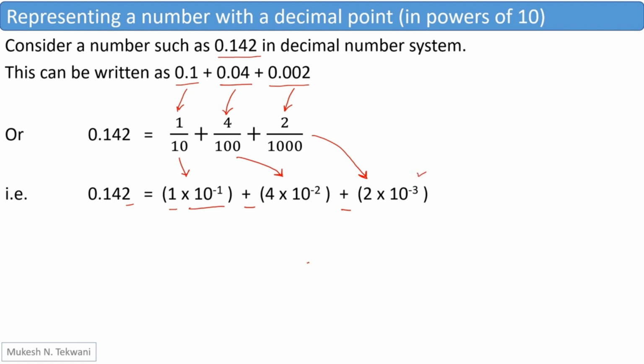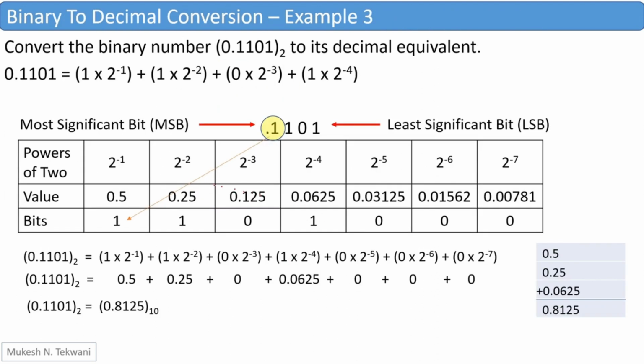Now this result we will use when we convert a fractional binary number to its decimal equivalent. Let us take this example of converting the binary number 0.1101 to its decimal equivalent. Just as in the previous case where we were dealing with a decimal number, we can write 0.1101 as 1 into 2 raised to minus 1.